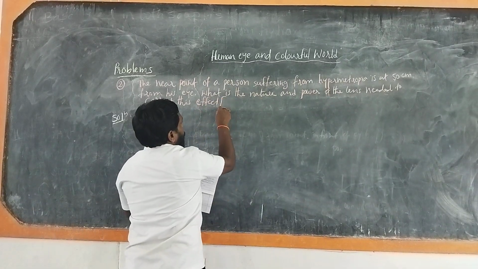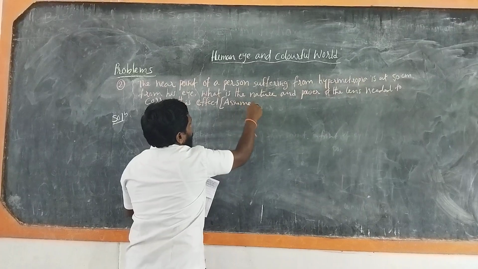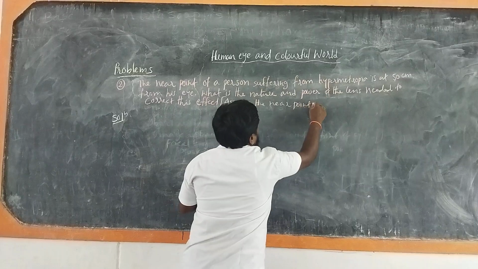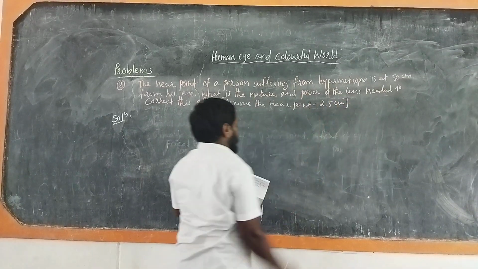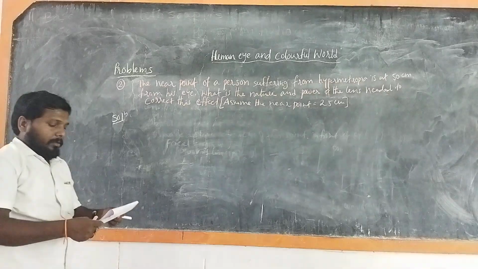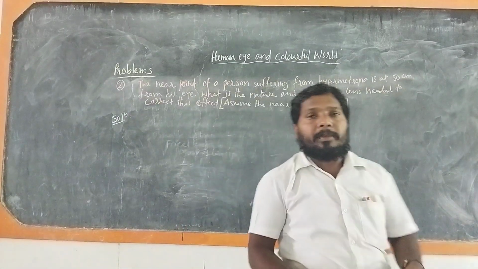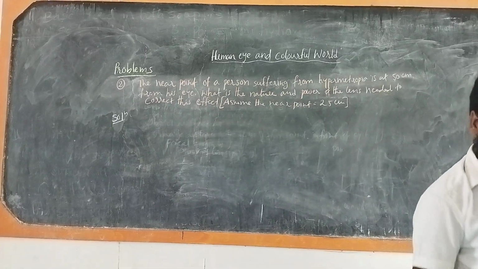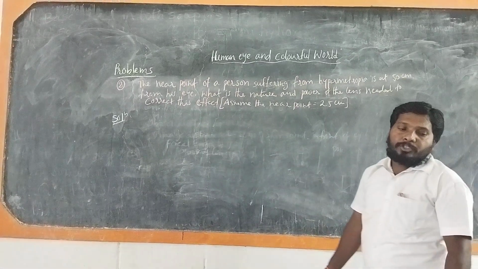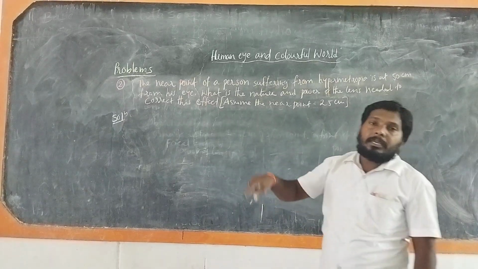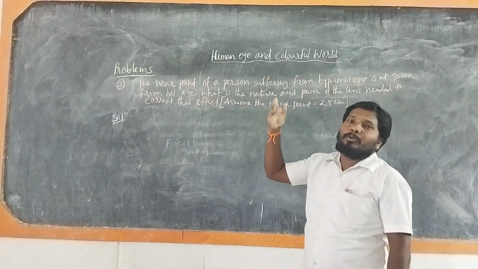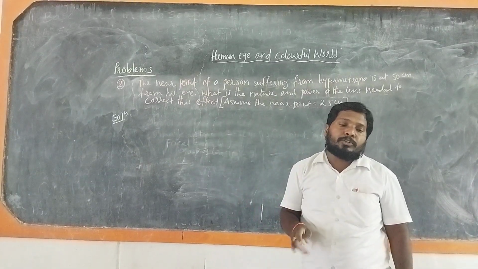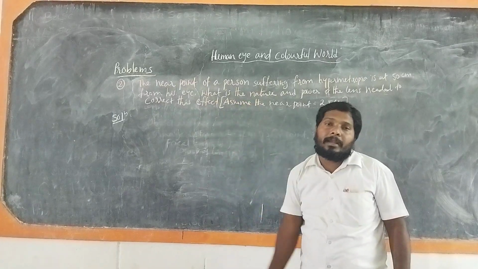So assume the near point is equal to 25 centimeters. Hypermetropia is an eye defect of vision due to which a person cannot see near objects clearly but is able to see far objects. Because in case of hypermetropia, the image is formed behind the retina.